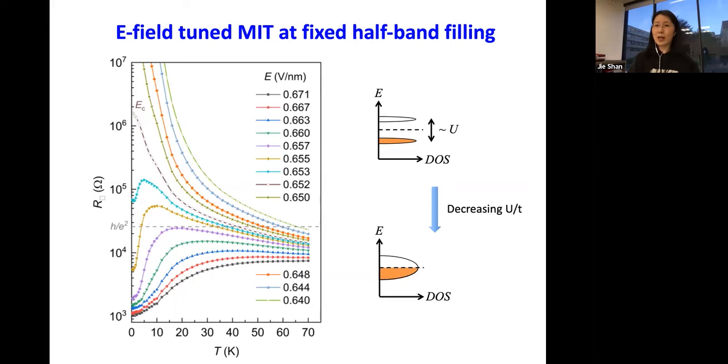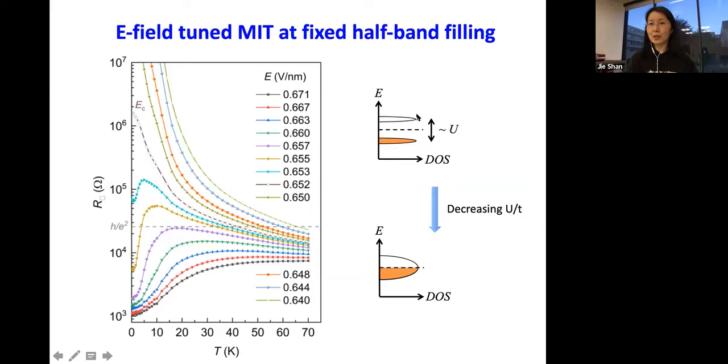And the filling is fixed at one particle per moiré site. And as you can see here, by changing the electrical field a little bit, the transport properties can change by orders of magnitude. From here to here, we see four orders of magnitude change in resistance. So if you look at this group of data, when you increase temperature, resistance drops. So this is some kind of an insulating behavior, right? And this is the case I described earlier to you when we have Mott insulating state.